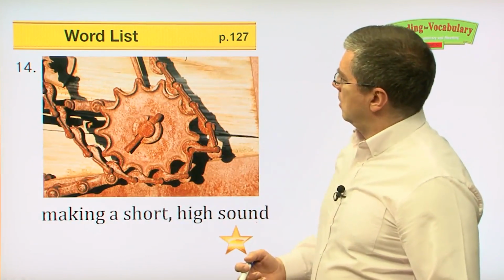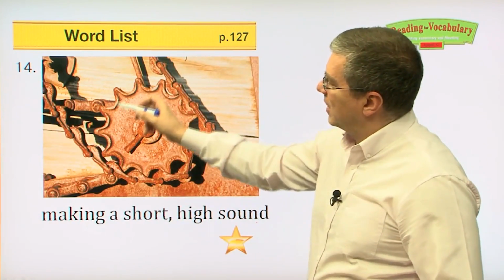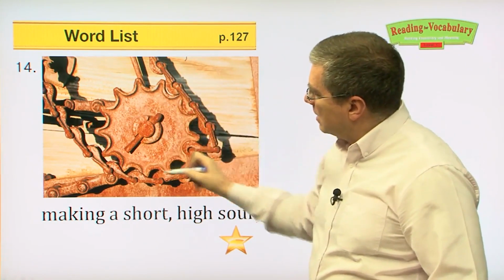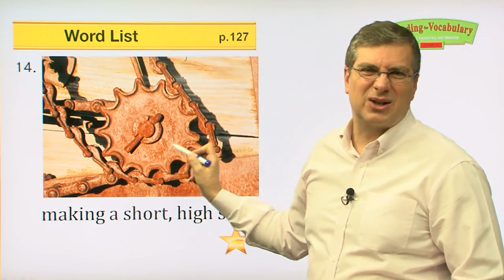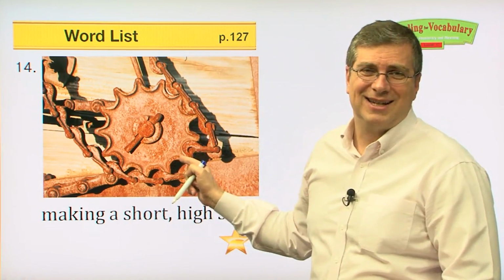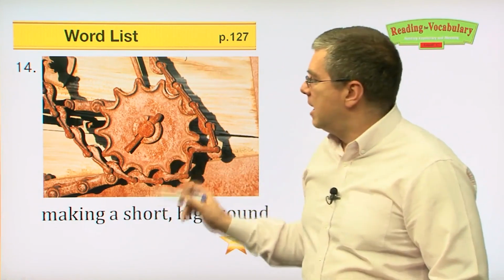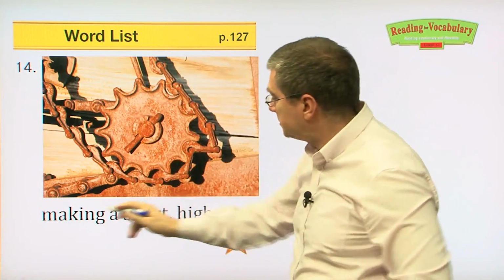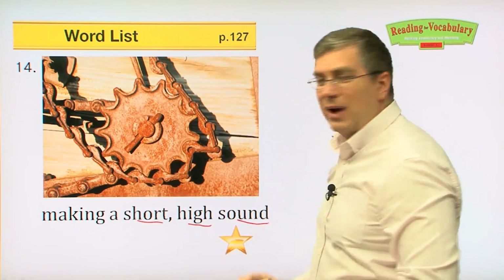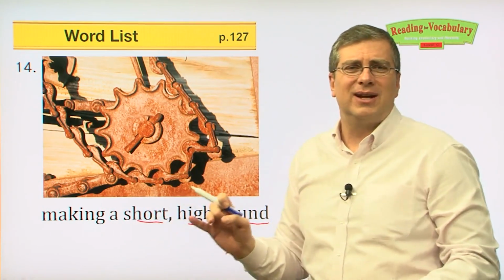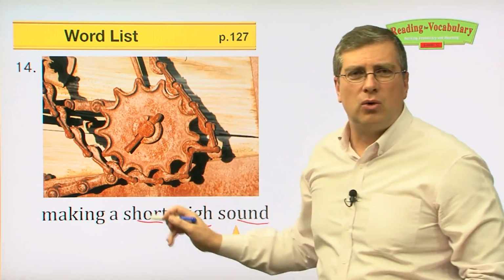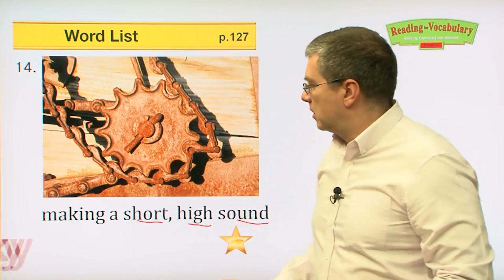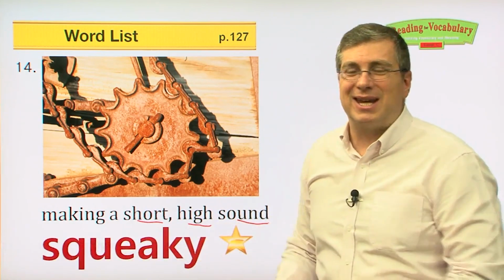Okay, next one. Whoa, this is an interesting picture. This looks very old, right? Now, if you imagine, this could be like a chain and a gear, right? I hope it doesn't look like your bicycle. That's very old, right? I hope your bicycle looks newer than that. But imagine, if this was working, if this was turning and the chain was moving, it would make a short high sound, right? It would go, ee, ee. A very terrible sound because it's very old and there's no oil. There's no oil there. So we would say it's squeaky.